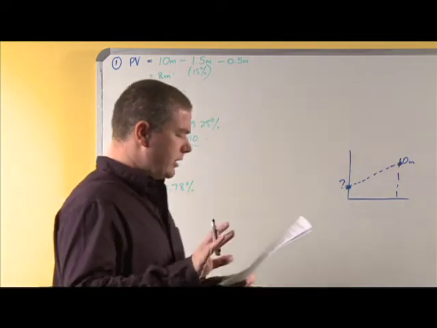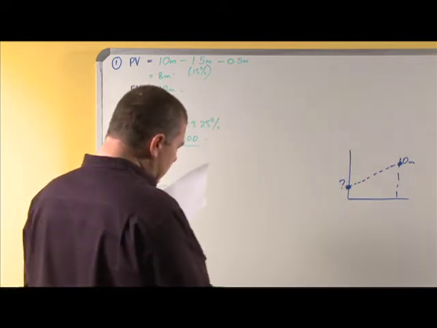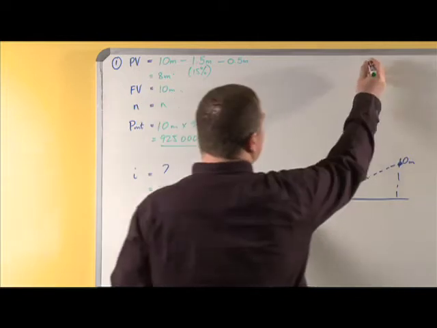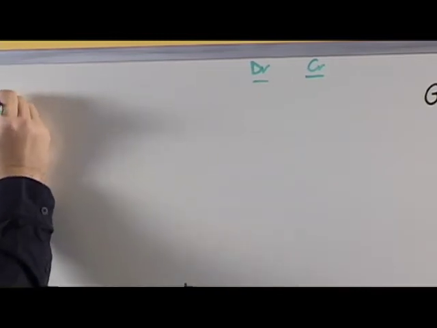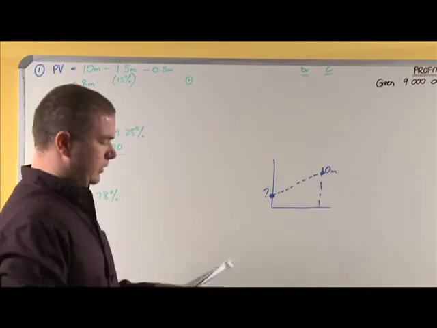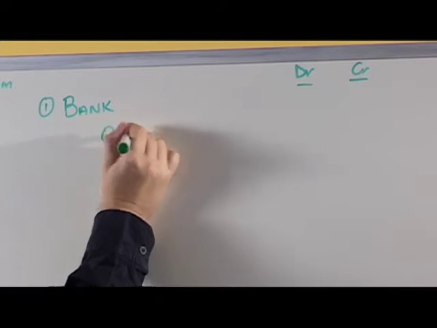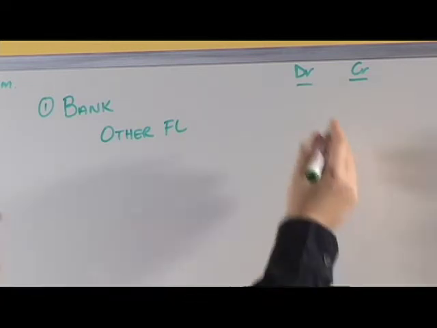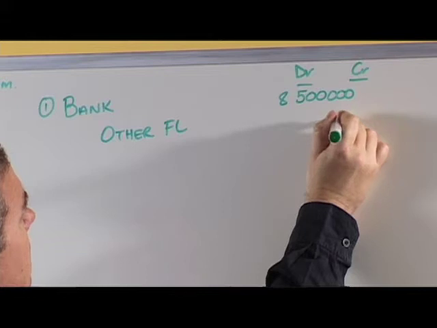Now you say to yourself, well, that's great, I've got that information. But what am I going to do with it? Well, let us piecemeal our journal entries. So I've got my debits and credits. My first journal entry is obviously that I took out the money. So debit bank, credit other financial liabilities, bond or whatever the case may be. And in this case, I took out 8.5 mil. So that was nice and easy.